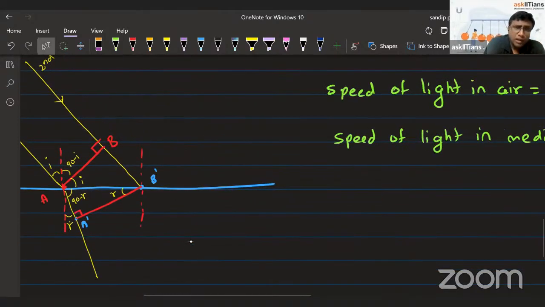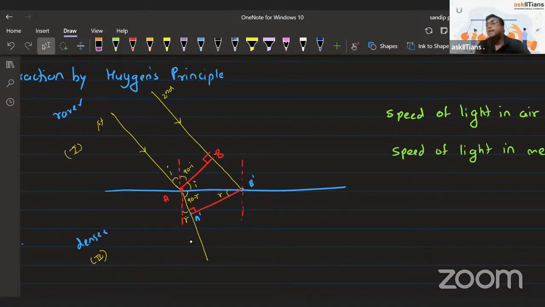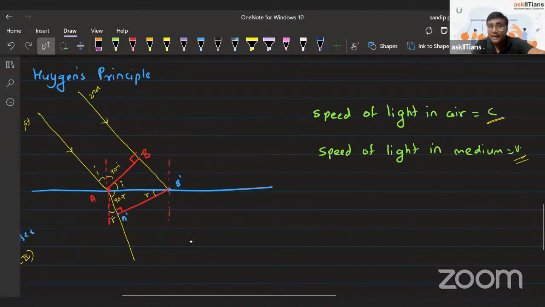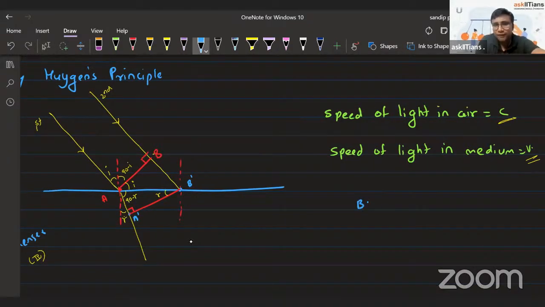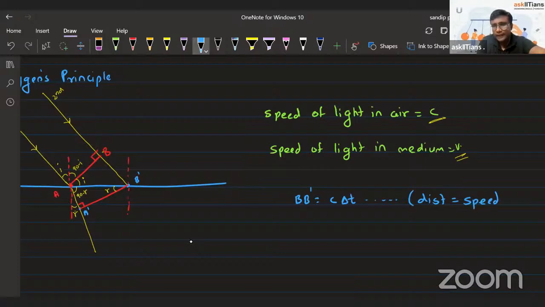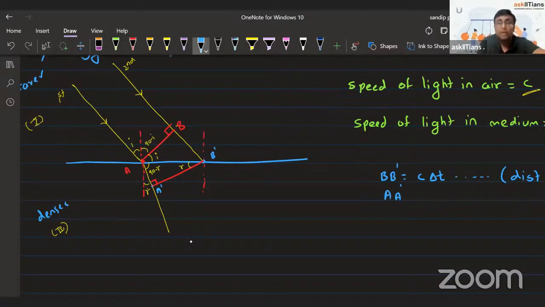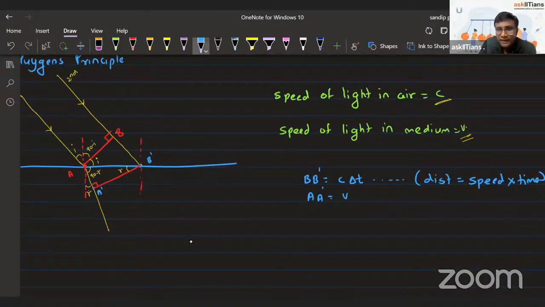Now, if you talk about BB dash, it means what? The distance traveled by the light in the first medium, let's say in the air, with the speed c in a time, let's say, delta t. So I can say BB dash is equal to c into delta t, where delta t is time, since distance is equal to speed into time. Then AA dash is also the distance traveled by the light, but with a different speed, that is v into delta t. Delta t is again time.